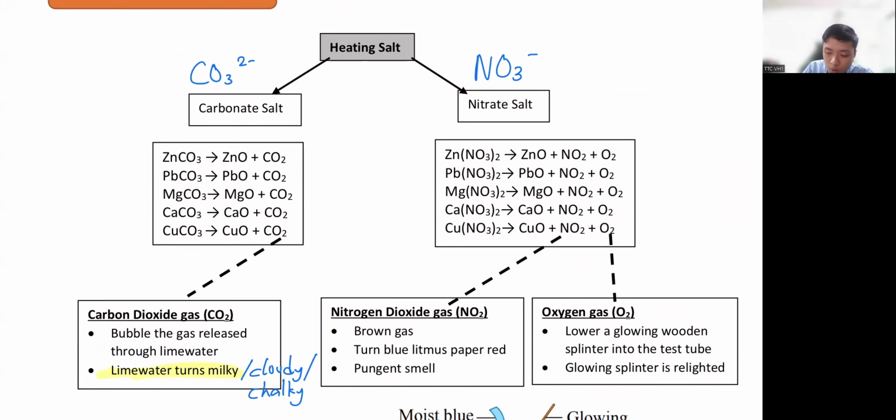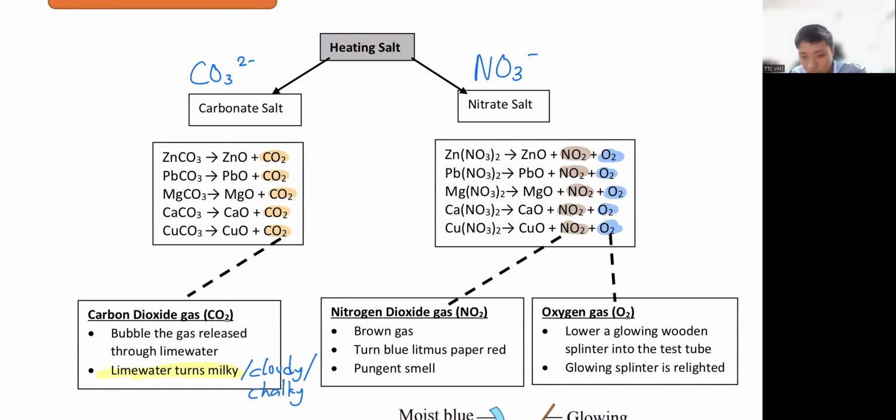So carbonate will produce carbon dioxide for sure. For carbonate, you produce one gas only. For nitrate, you produce two gases. What are the two gases? You produce nitrogen dioxide and oxygen gas. But carbon dioxide and oxygen gas have no color, you form colorless gas. So how do we test oxygen?